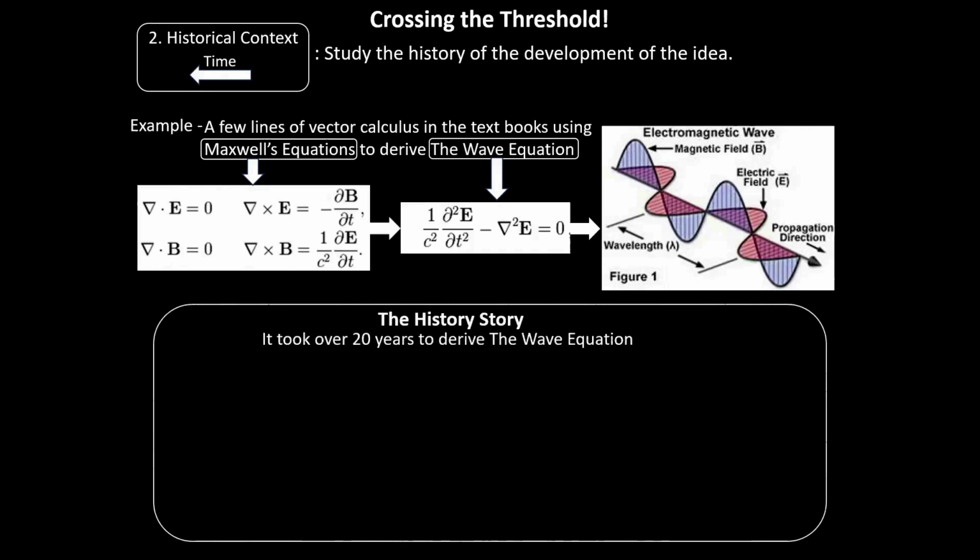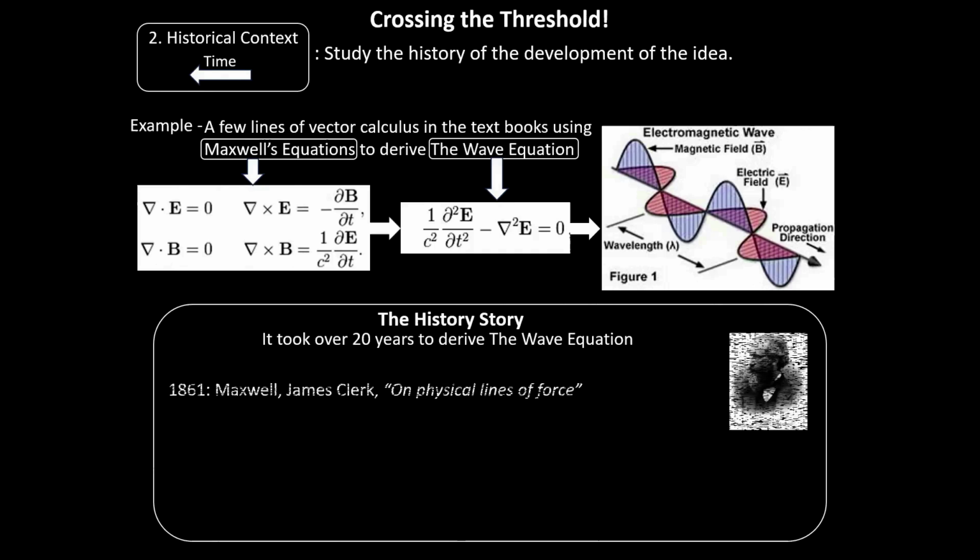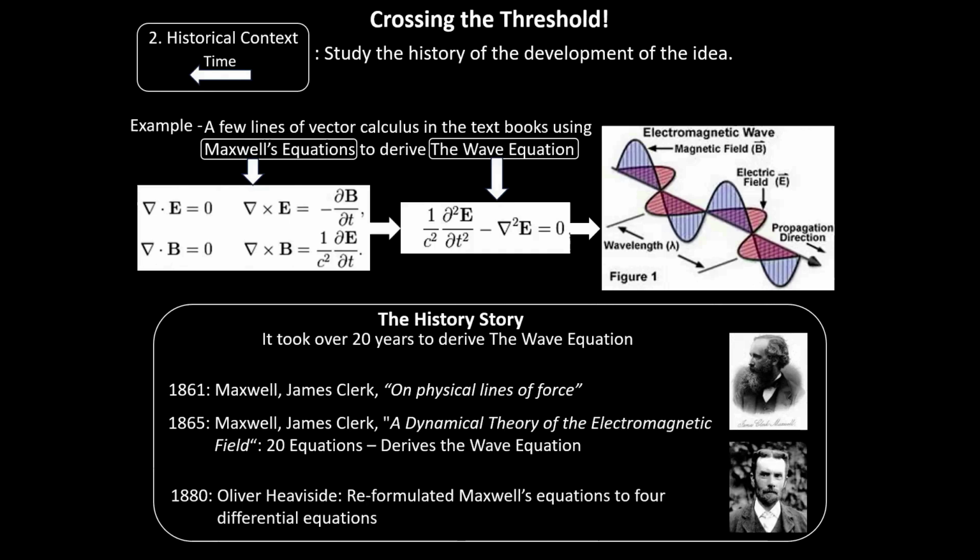If we go into the history, it took over 20 years to derive the wave equation. In 1861, James Clerk Maxwell published a paper on physical lines of force. 4 years later, he also published another paper, A Dynamical Theory of the Electromagnetic Field. And there were actually 20 equations at that stage. From those many equations, he derived the wave equation.